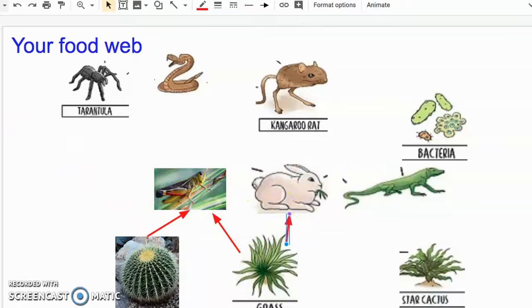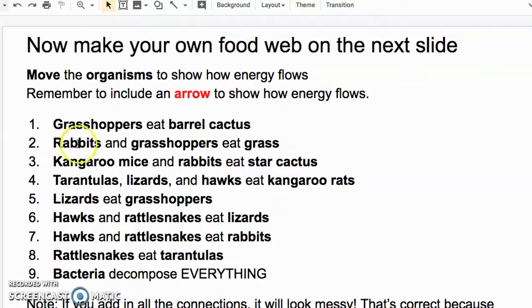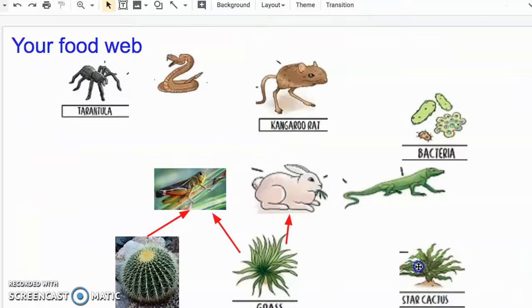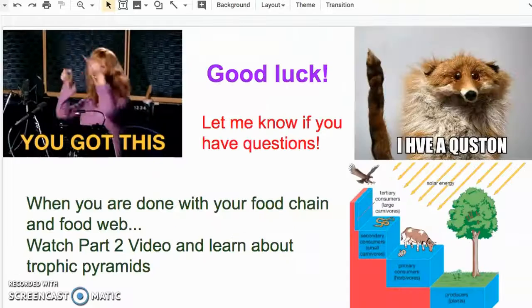I'll probably go back up to the earlier slide just to check what my next one is. So it says kangaroo, mice, and rabbits eat the star cactus. So I'll go back here, find the star cactus, and start moving those around too.